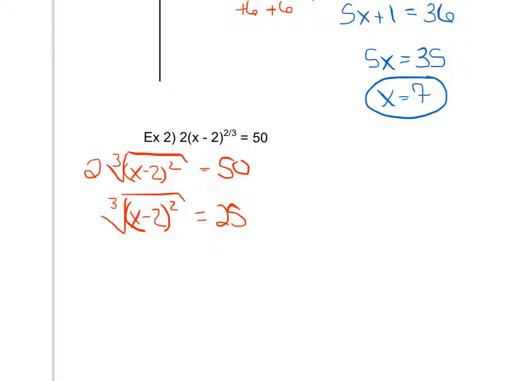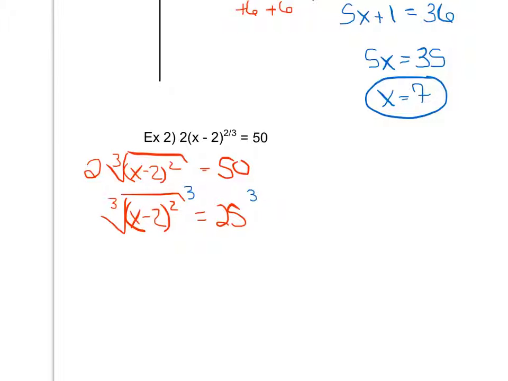So now that I have the radical by itself, now I have to raise each side to an exponent or to a power. I want to choose a power that is going to cancel my radical. So since my index is 3, I'm going to raise the left side to the 3rd power, which means I also have to raise the right side to the 3rd power.